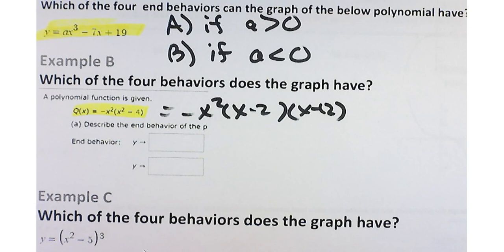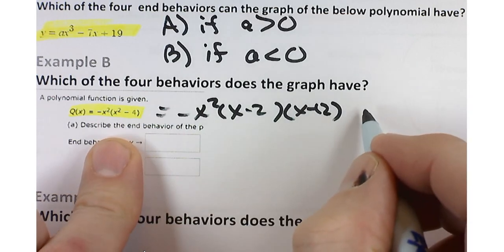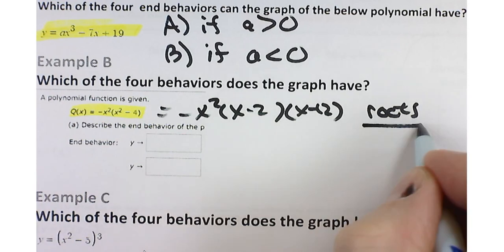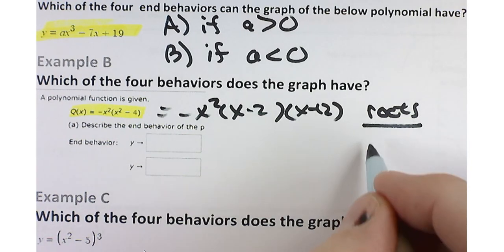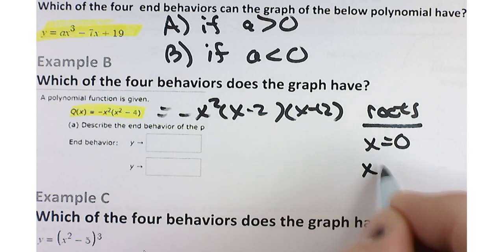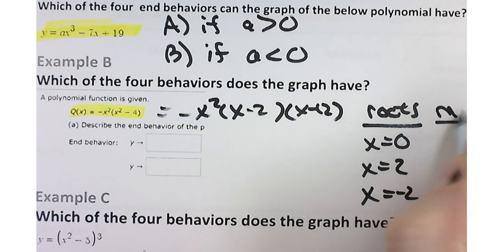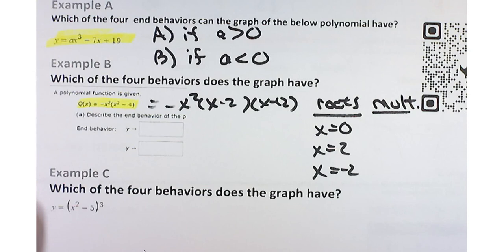So let's just remind ourselves of a couple things here. The roots here would be what? What are my roots? 0, 2, -2. Nice. x equals 0, x equals 2, x equals negative 2. And now let's throw in the multiplicity.